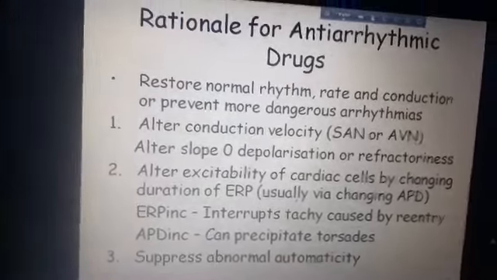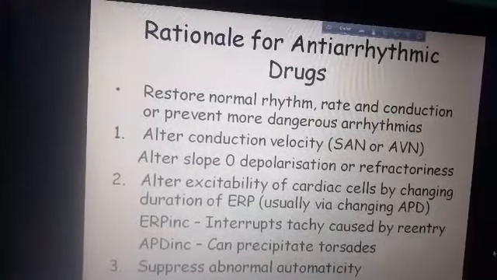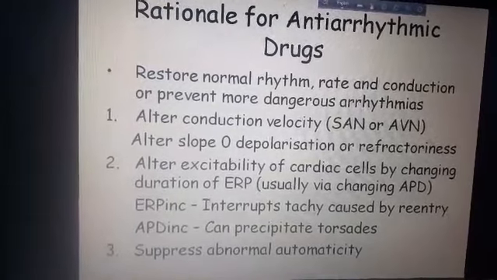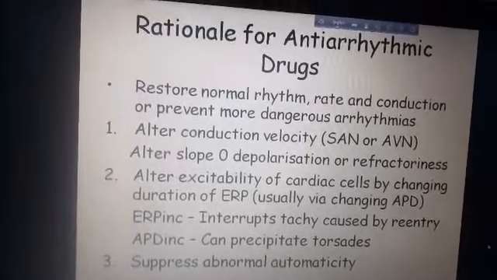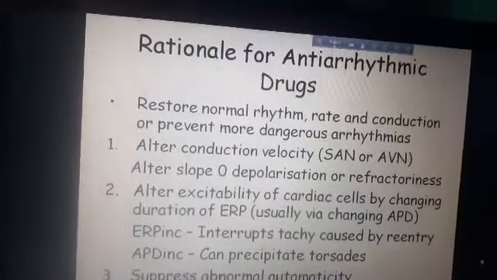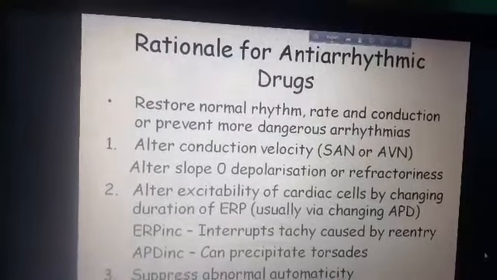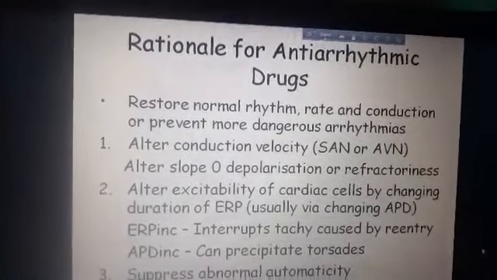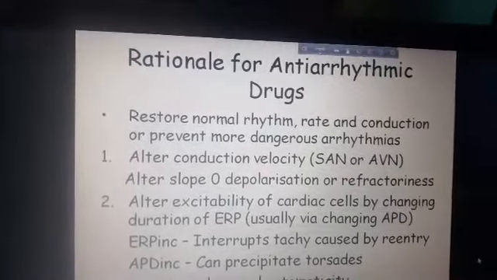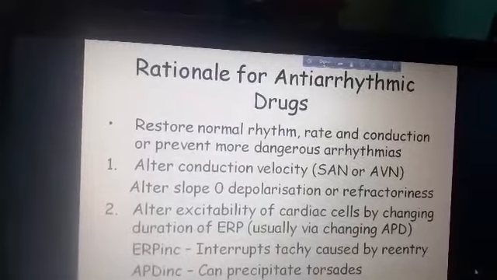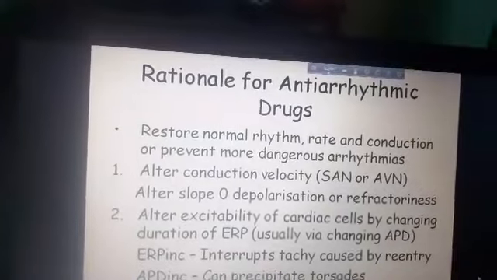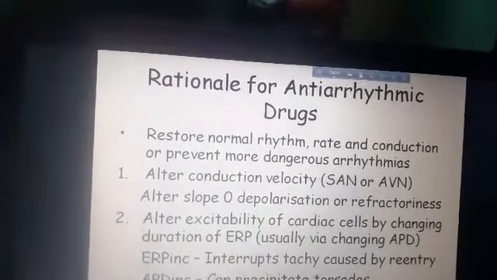So if the action potential duration is increased too much, too much potassium channel block is also dangerous. It can precipitate torsades de pointes. That means a severe form of ventricular arrhythmia. There is abnormal impulse generation because there is a delay in the repolarization. Suddenly the heart becomes more excitable, and abnormal irregular impulse generation can happen if repolarization is too much prolonged. That is also called delayed after depolarization.